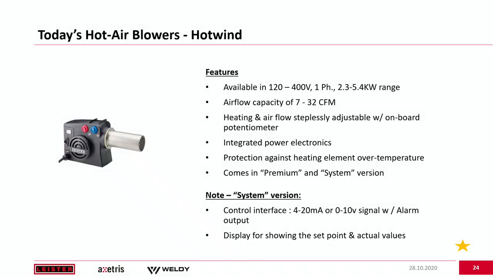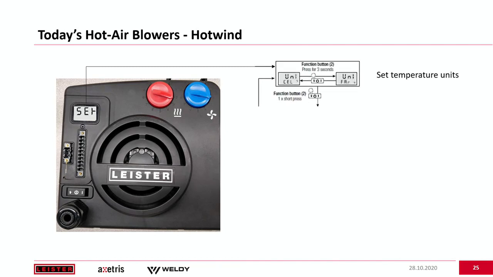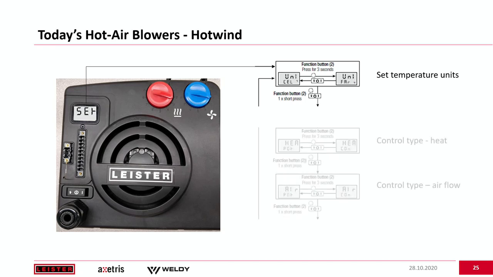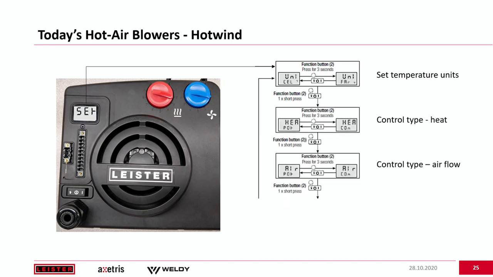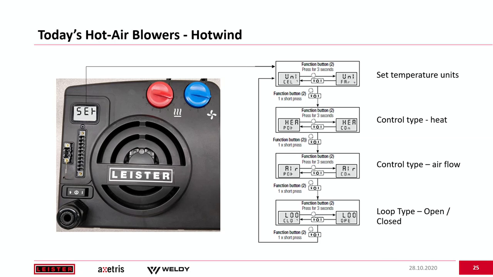With the system version, you gain a few more features where you can actually fine-tune the tool for your process. As an example, you can set the temperature units, whether that's Celsius or Fahrenheit. You also have the capability of controlling heat and airflow either from the potentiometer or from remote control signals. Again, 0 to 10 volt or 4 to 20 milliamp. And also the capability of running open loop versus closed loop. We'll get into that a little bit later in the webinar, but you do have the capability of telling the tool what type of loop control you would like.